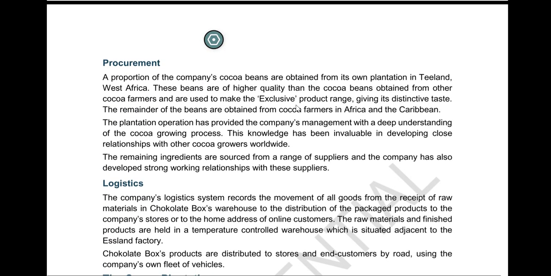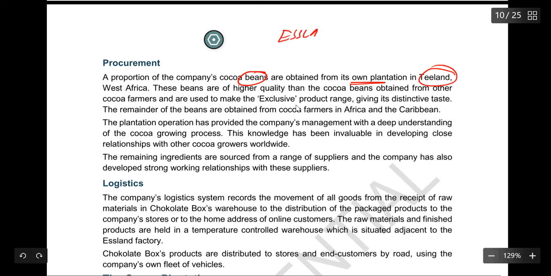Now, students, let's come to the next one, procurement. The proportion of the company's cocoa beans obtained from its own plantation in Teelan. That's another country. Because our country is Iceland, there is another country called Teelan. So there can be a situation like taxation. Now, students, can you remember in taxation there is something called double taxation? So please keep that in mind, students.